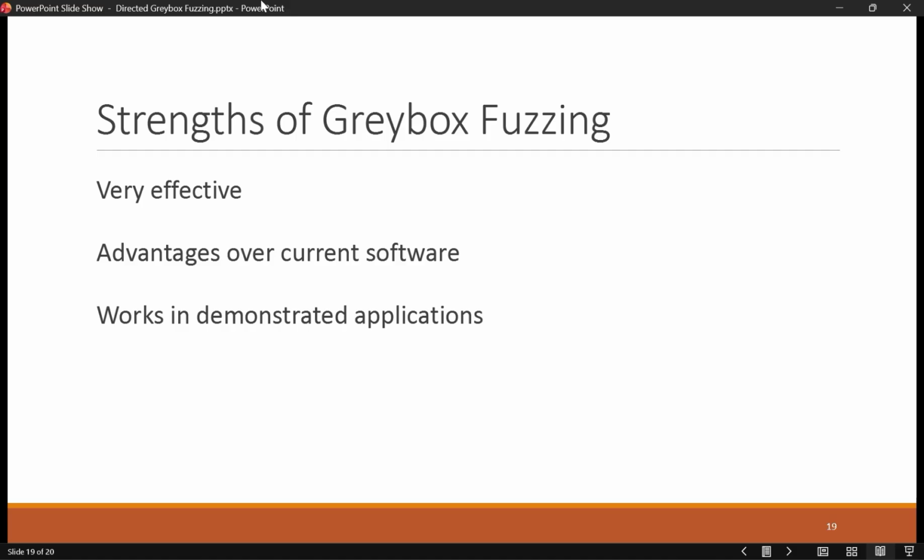As we can see from this paper and the tests that they conducted, directed Greybox fuzzing is a really effective method of fuzzing. It is able to leverage its advantages over current software that exists, such as AFL or Catch, combining the strengths of standard Greybox fuzzing with the targeting of white box fuzzing. And it works in all of the different applications like patch testing, continuous fuzzing, and crash reproduction.